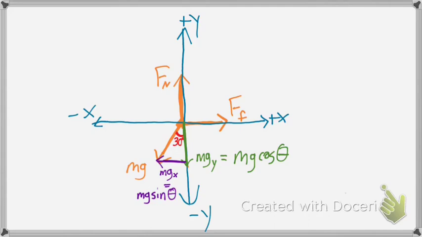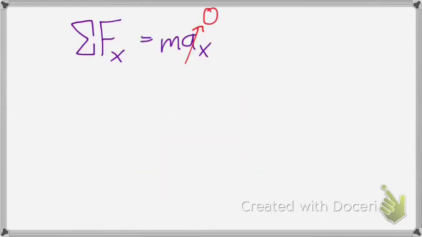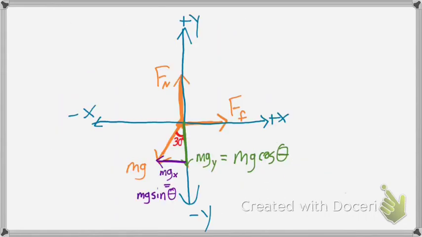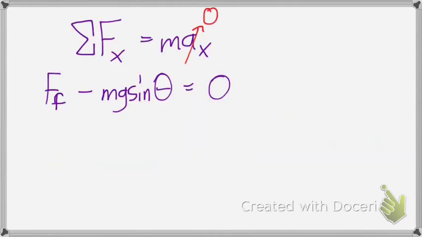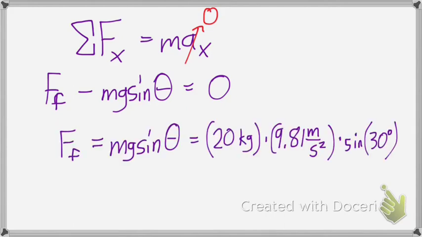Now I'm going to do the exact same thing in the x direction. Once again, since the box is not accelerating at all, the acceleration in the x direction is 0. Looking at my diagram, the only things I have in the x direction are friction to the right and the x component of gravity to the left. Solving for the force of friction, it's just the same as mg sine theta. Now, since this is static friction, it could be a range of values. This is the value it needs to not slide at this angle.